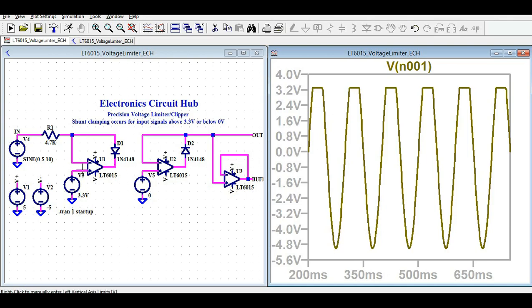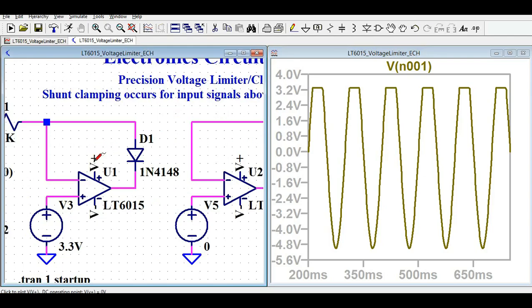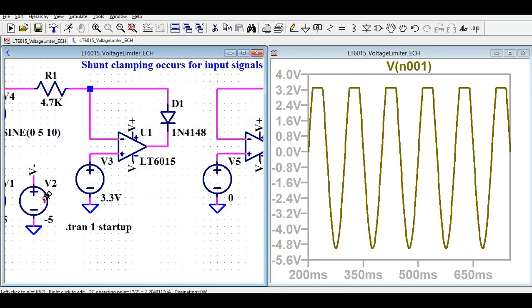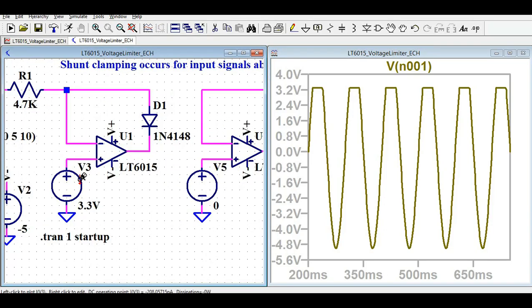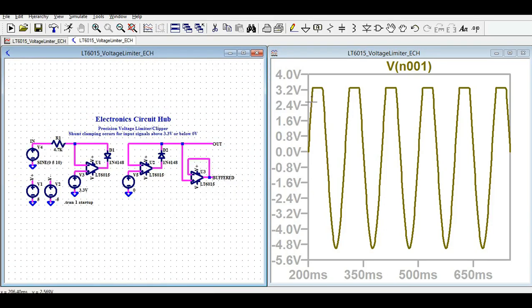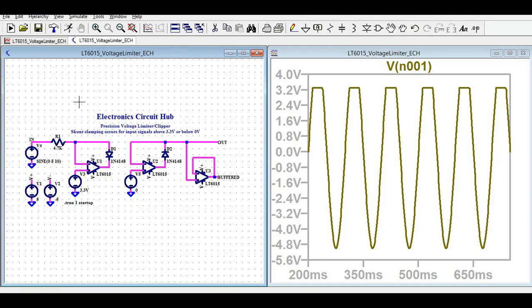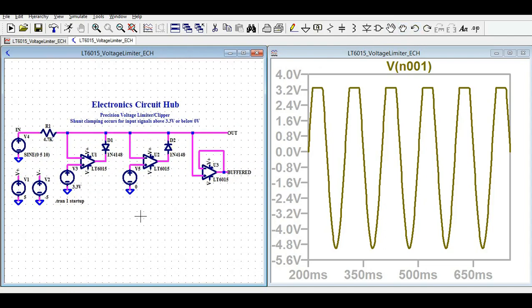Okay, since I'm using the dual supply, that means I'm using 5 volt for the positive supply and minus 5 volt for the negative supply. That means I'm getting the positive voltage of 3.3 volt because the first stage is clipping the voltage signal above 3.3 volt, and it is passing the signal below 0 volt in the first stage.